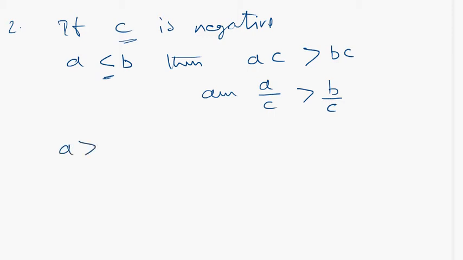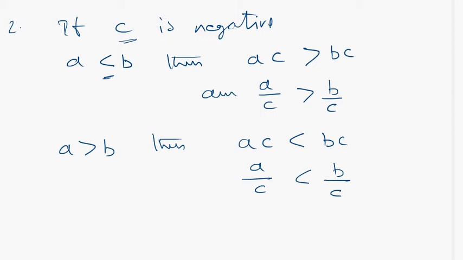And if a is greater than b, then ac is less than bc, and a divided by c is less than b divided by c. So these are the properties of inequalities for multiplication and division. Now let us see an example.